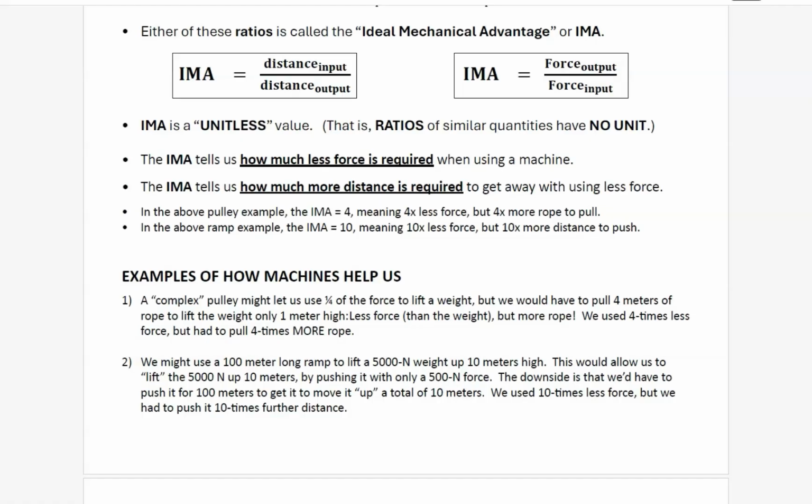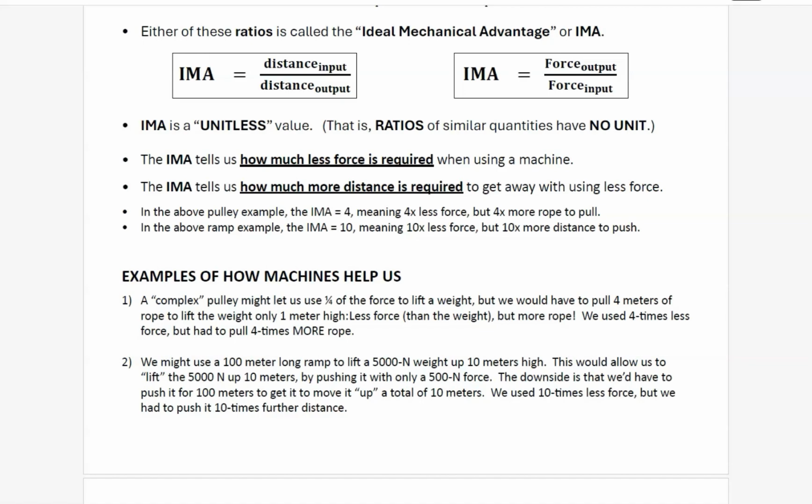Number 2 says we might use a 100-meter long ramp to lift a 5,000 Newton weight up a height of 10 meters. Okay, 5,000 newtons is a really heavy weight. A human being would be very stressed to lift something that gigantic. But using a ramp, you could just push it up the ramp.